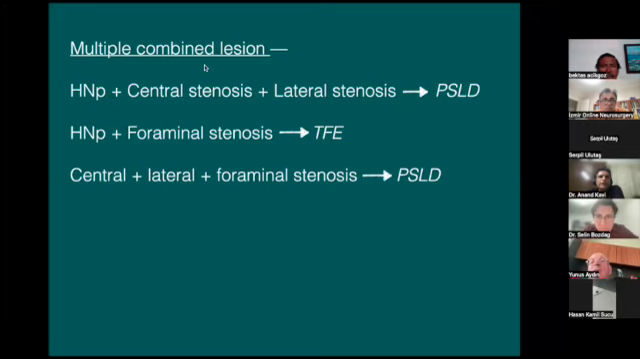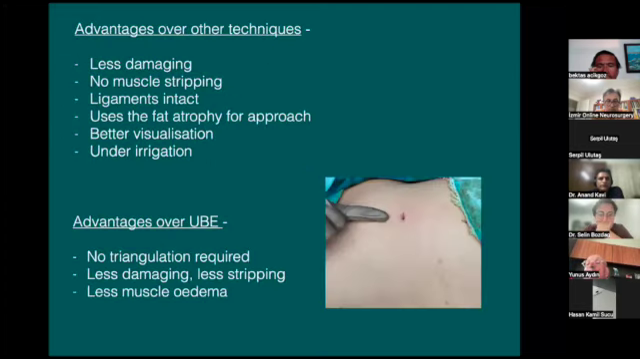Whenever there is a multiple combined lesion with a herniated nucleus pulposus and severe central stenosis plus lateral stenosis, I would do a monoportal interlaminar approach, that is percutaneous stenosis lumbar decompression, or PSLD. Whenever a patient has a herniated nucleus pulposus with foraminal stenosis, I would definitely use transforaminal endoscopy. And again, when there is a combined lesion like central, lateral, and foraminal stenosis, I would consider doing a PSLD rather than just a transforaminal endoscopy.